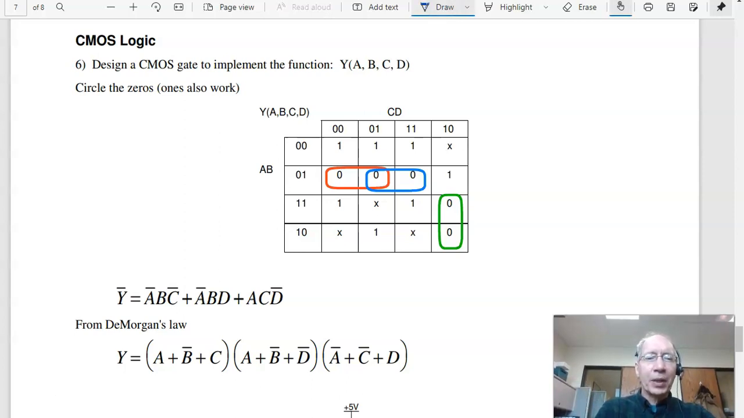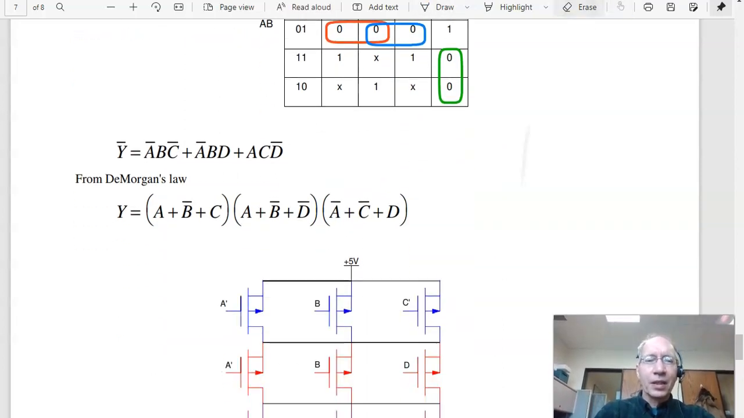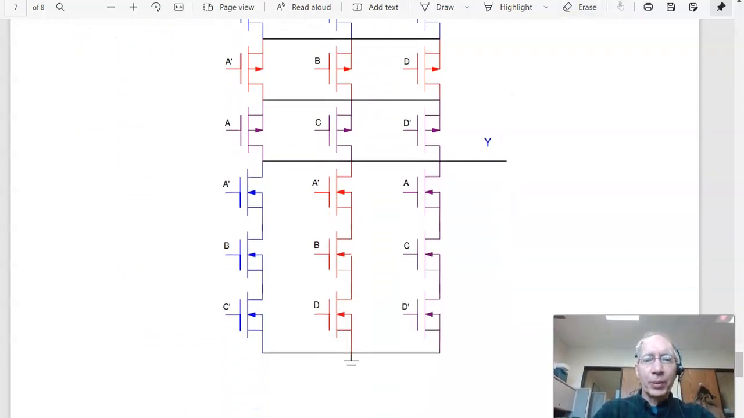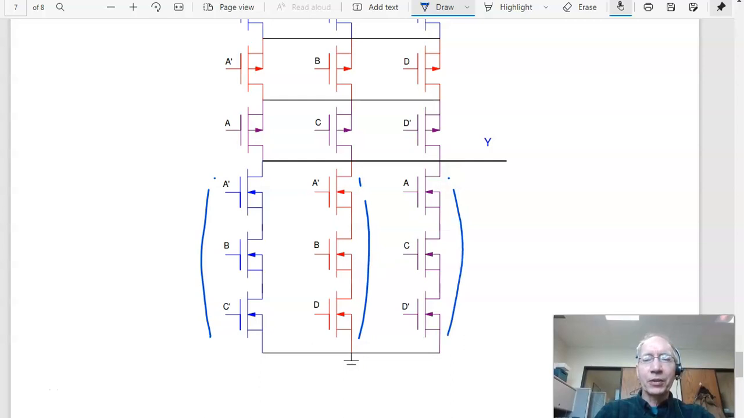The red line is A bar, B, C bar. The blue, A bar, B, D. The green, A, C, D bar. Using DeMorgan's theorem, I get Y logic. Y bar is implemented on the low side. So here's your Y bar. I'm going to be pulled low if A bar, B, C bar is true, and this path gets turned on. If A bar, B, D is true, this path gets turned on, and if A, C, D bar is true, that path gets turned on. So that's Y bar being pulled low.